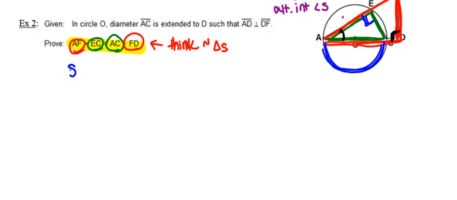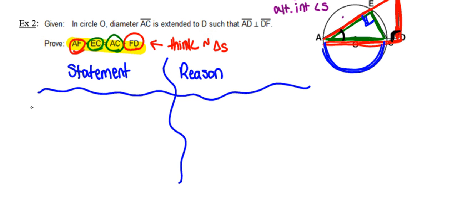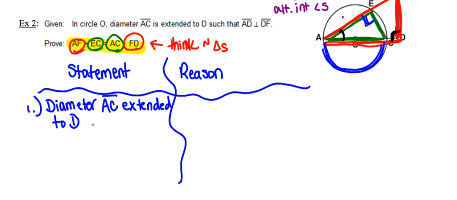All right, so for all you two-column people out there, I think I will write this one last proof in statement reason form, but if you'd prefer to write the flow proof, then by all means, you're more than welcome to do that. So I'm going to go ahead and start with diameter AC. And I'll just use the language that they gave me in that given. All right, so that's my given.